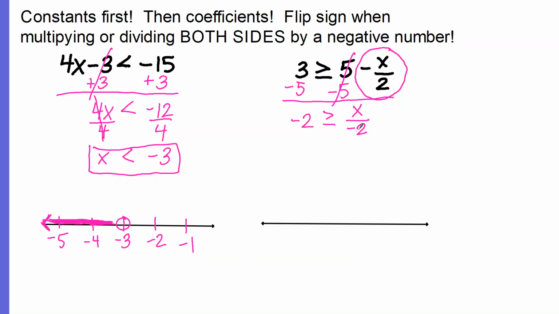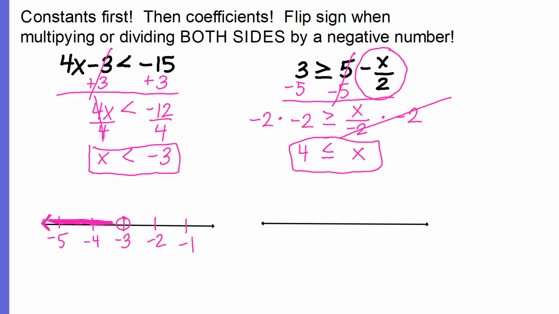To get rid of division, we need to multiply, and we need to get rid of this negative 2. So we're going to multiply both sides by negative 2, because this makes 1. We get our x. Negative 2 times negative 2 is 4. And now, in solving, we ended up multiplying both sides by that negative 2, so we need to flip our inequality sign. So 4 is less than or equal to x is our answer.